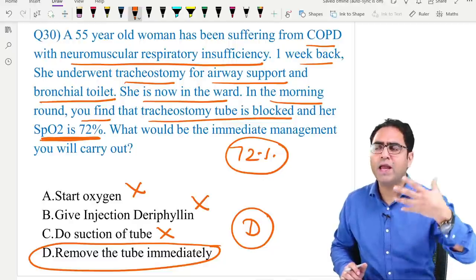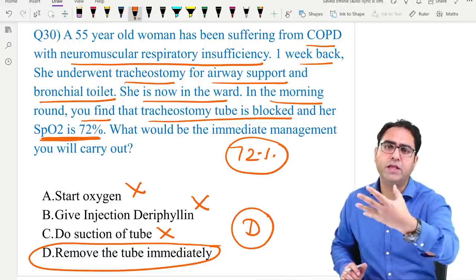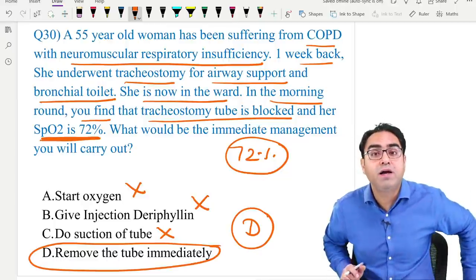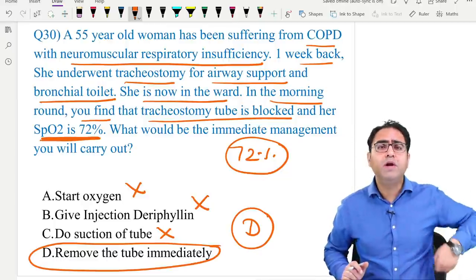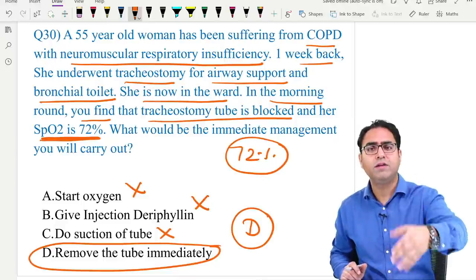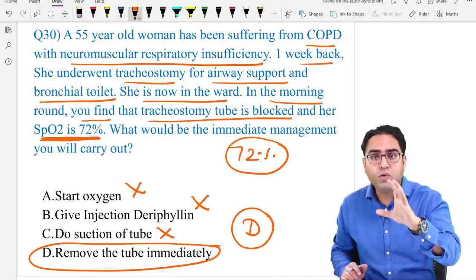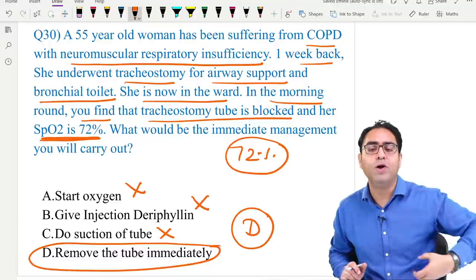A baby is crying, they'll make a story, the baby was taken here and there, and the mother says that the baby has been passing red currant jelly stools, beta. I know it is intussusception, beta. Why worry, beta? It's not that every question is like that, but a lot of questions which look kilometer long still are doable questions, beta.